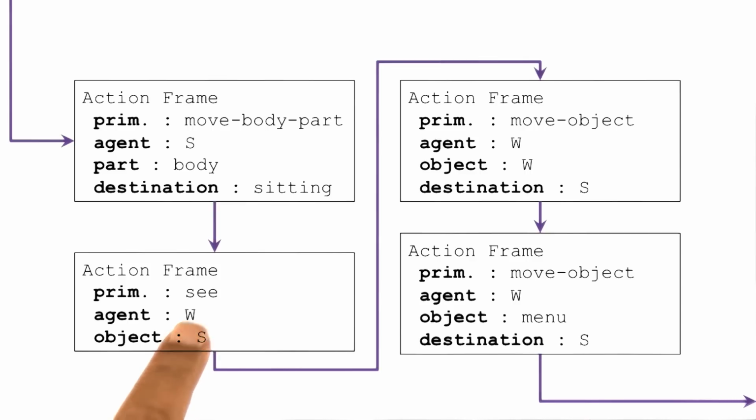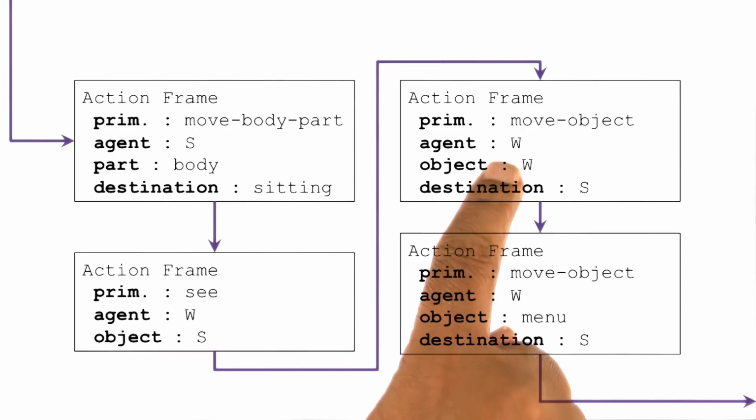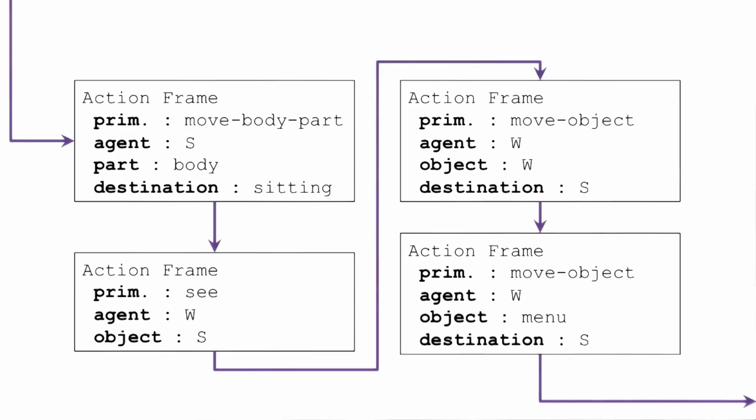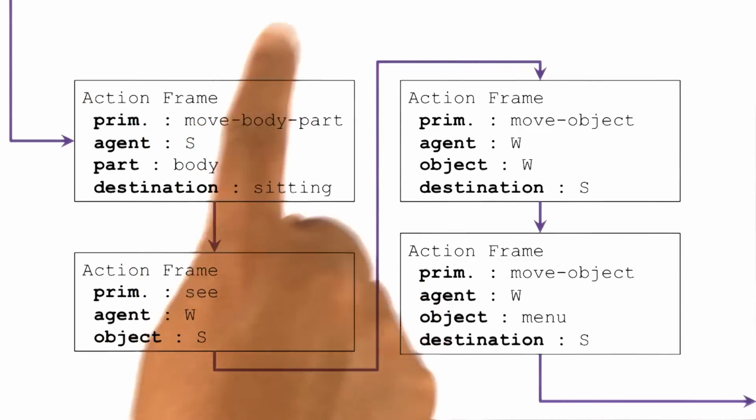Here the waiter sees the customer, and now the waiter moves himself to the customer, and now the waiter moves the menu to the customer. And this completes a representation of the first scene of entering in a restaurant.